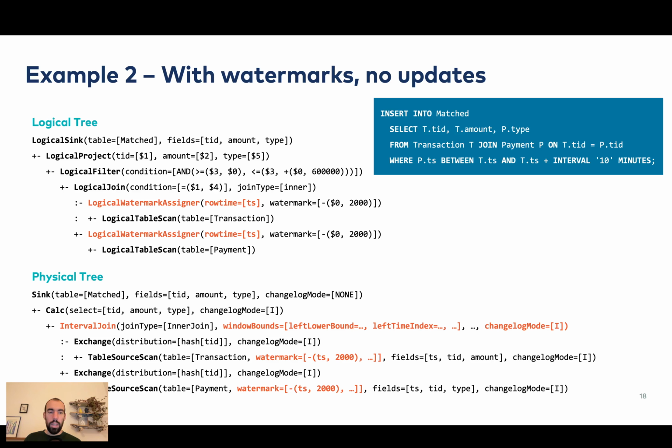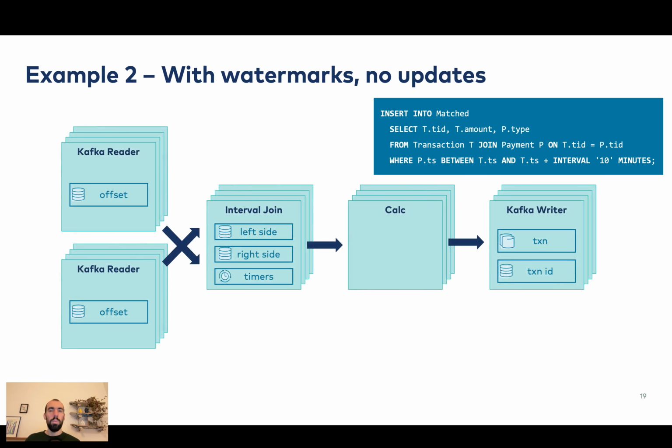Now let's also take a look at the final runtime implementation. You can see the pipeline almost stays the same, but the interval join is now used instead of a regular join. So again, we are reading from two Kafka topics, and the interval join will still perform the join. The calc will also still create the projection, and we will create a Kafka message downstream.